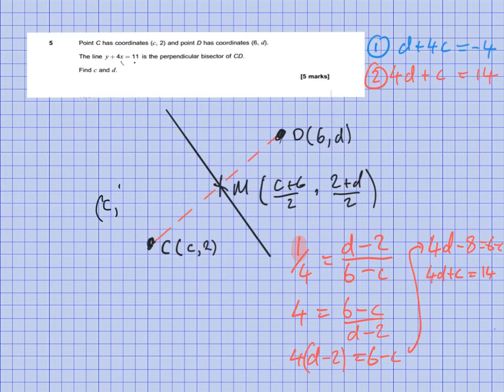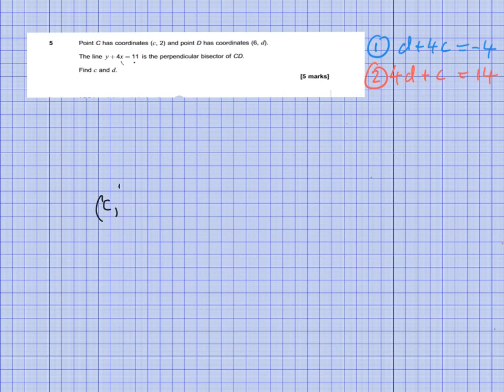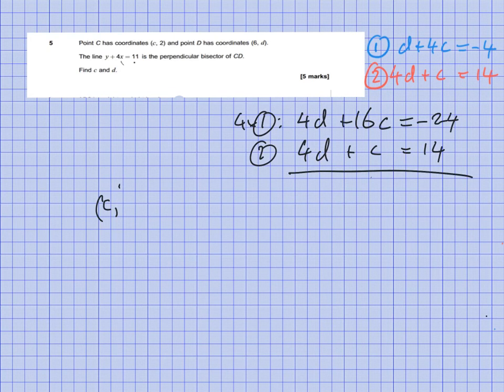So we can clear the rest of the work here and solve this. Timesing the top one by 4, or the bottom one by 4, whichever makes it easy for us, I'm going to multiply the top by 4. That gives me 4d plus 16c equals minus 24. And the second part is 4d plus c equals 14. Subtract those, I get 15c equals minus 30. So c is minus 2, and we can use that to calculate from either one of the equations that d equals 4. Job's done.